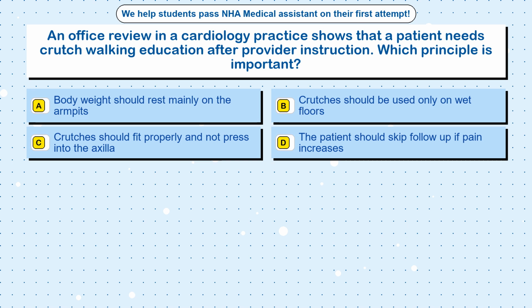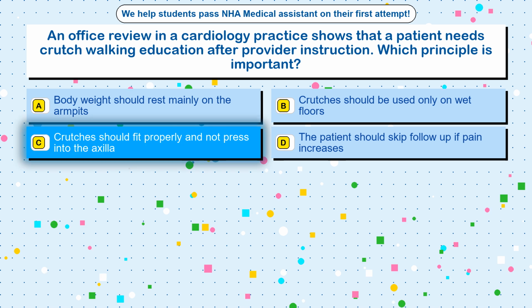Question 65. An office review in a cardiology practice shows that a patient needs crutch walking education after provider instruction. Which principle is important? Option A, body weight should rest mainly on the armpits. Option B, crutches should be used only on wet floors. Option C, crutches should fit properly and not press into the axilla. Option D, the patient should skip follow-up if pain increases.